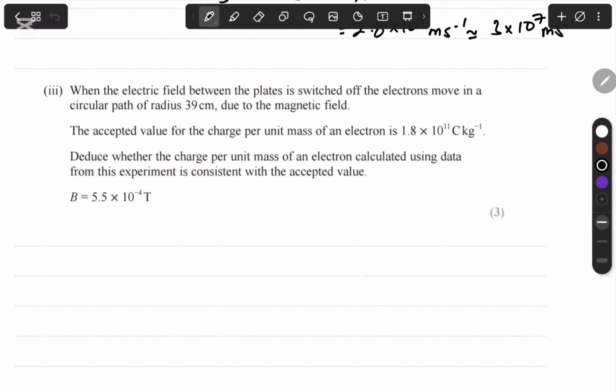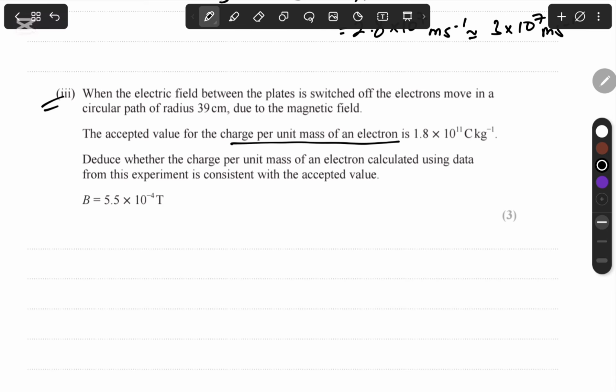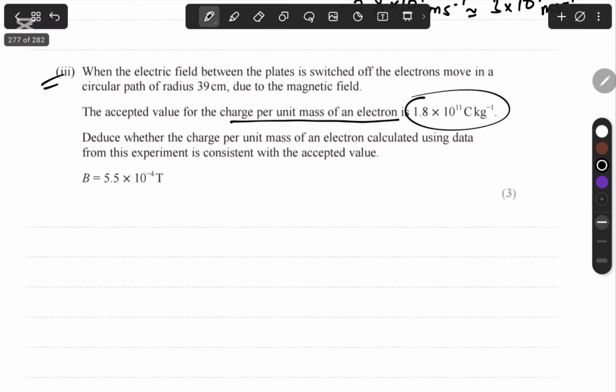Okay, now we've got the third part of the question, which says when the electric field between the plates is removed, the electrons now move in a circular path due to the magnetic field. And then they've given you the charge per unit mass of the electron. And they want you to deduce whether the charge per unit mass of the electron calculated using the data from this experiment is consistent with the accepted value.